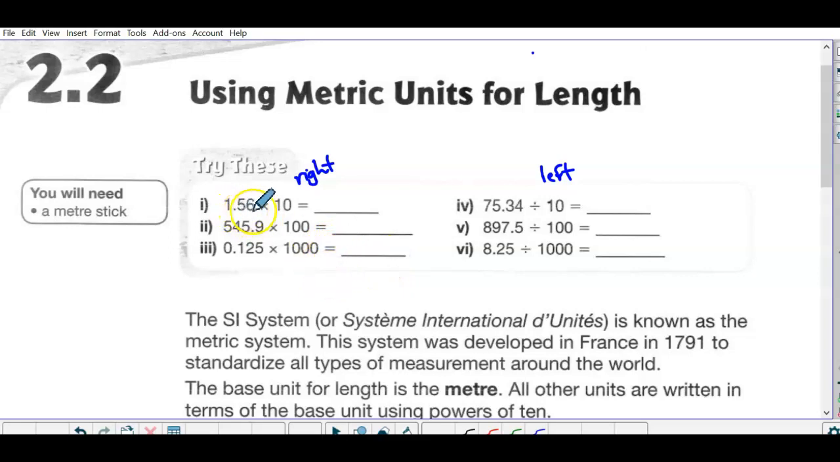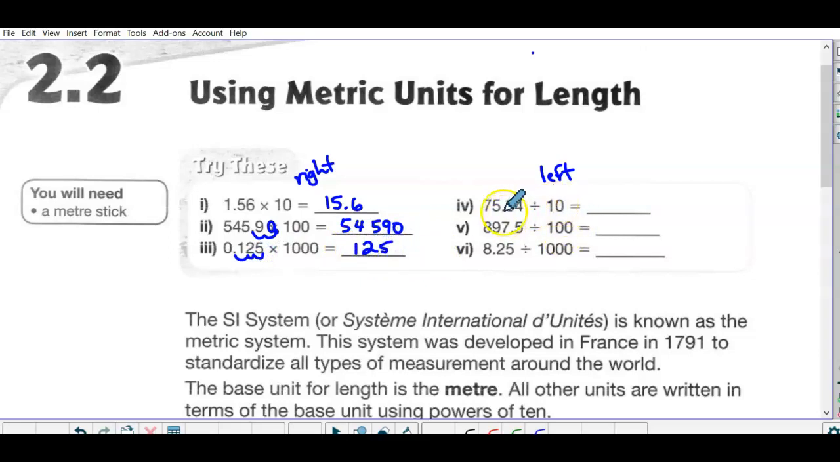Here, 1.56, we multiply by 10, so that'll be 15.6. The decimal moves 1 to the right. 2 to the right means we have to fill in with a 0, right? Because there weren't 2 decimals. So that's 54,590. Here, 3 to the right gives us 125.